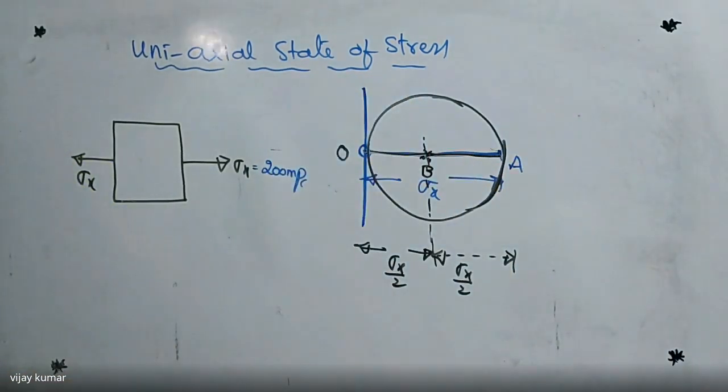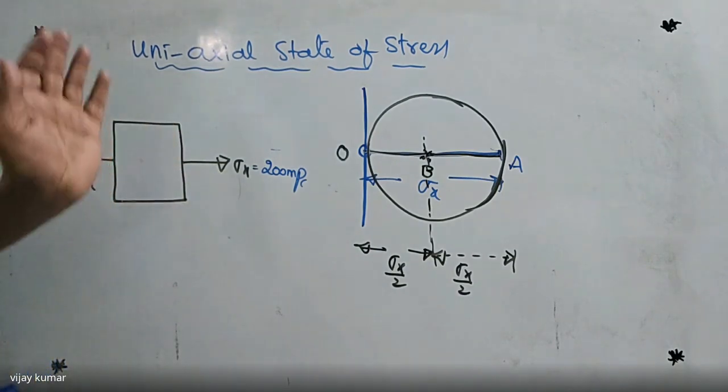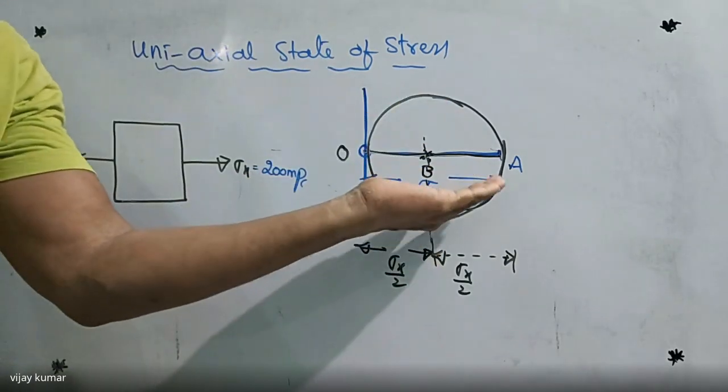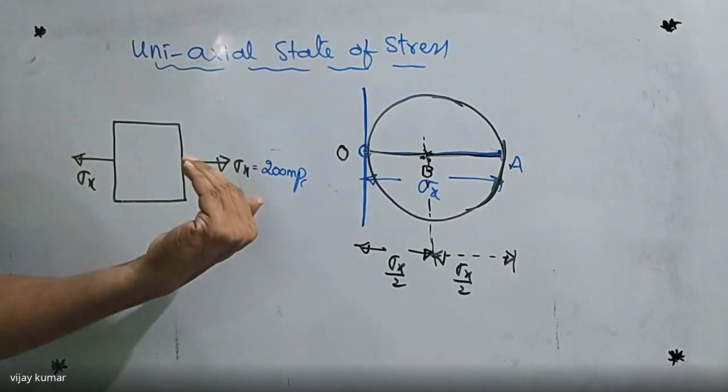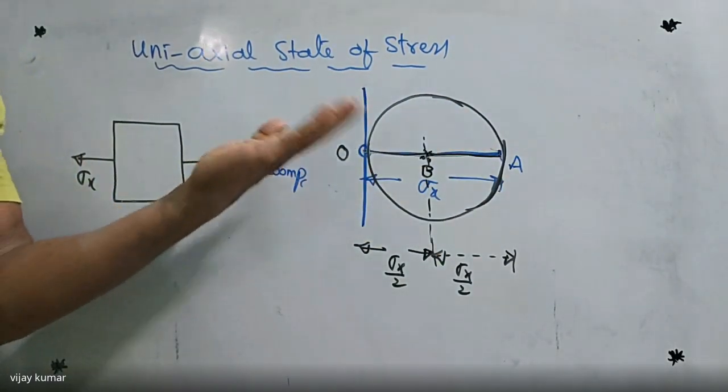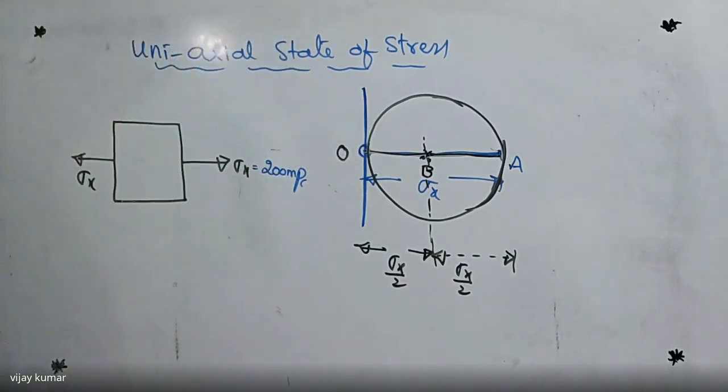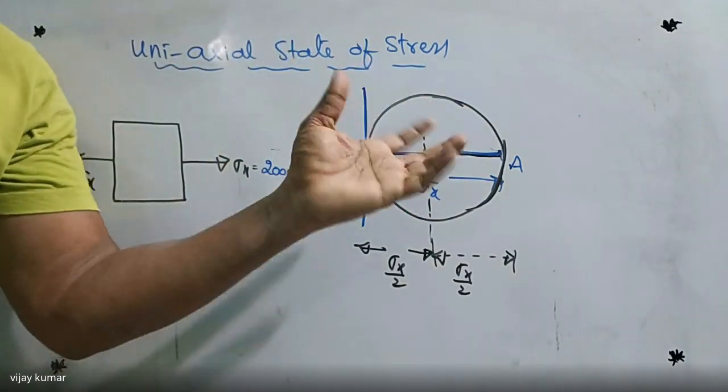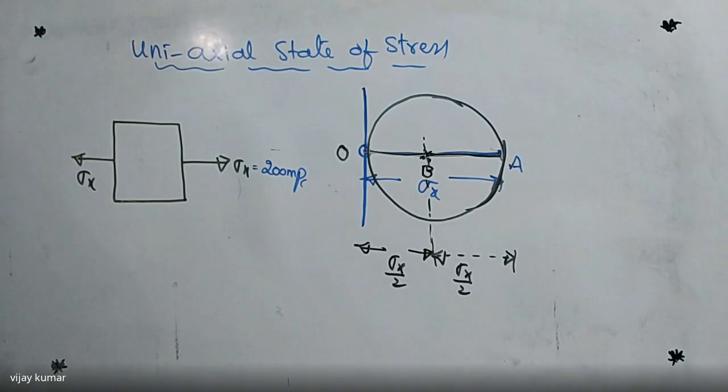So this is nothing but the Mohr circle diagram for the uniaxial state of stress, but is it tensile? If it is compressive, this entire diagram comes to this side. If it is compressive stress, then this entire diagram turns to this side. Did you get my point or not?